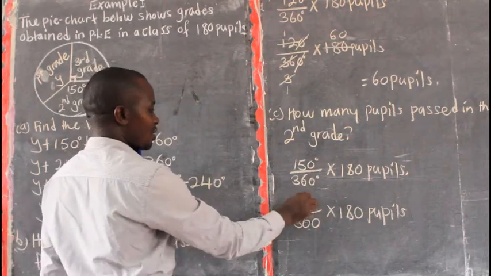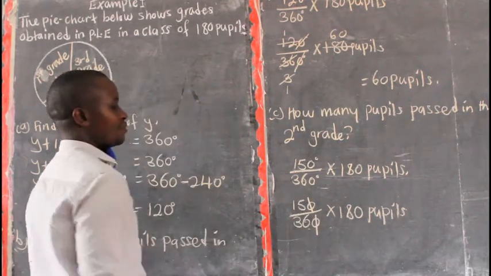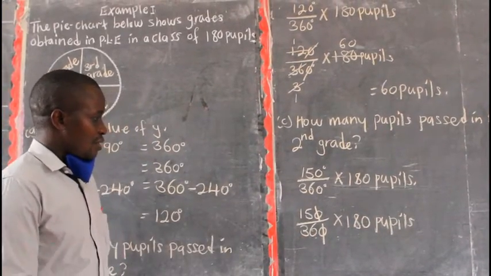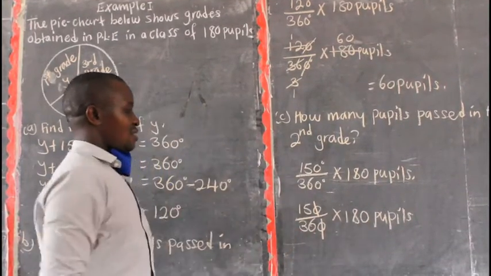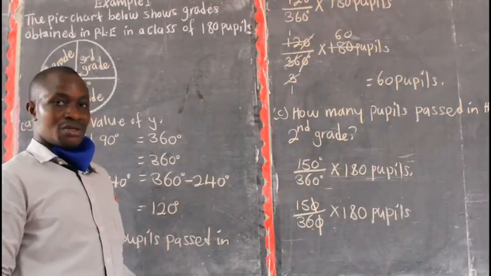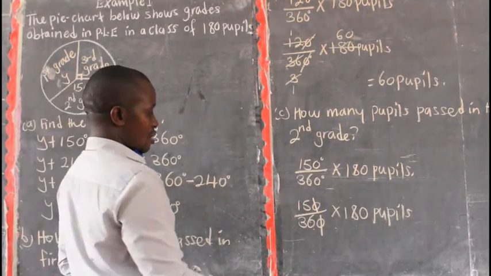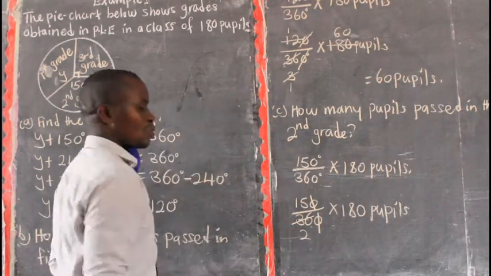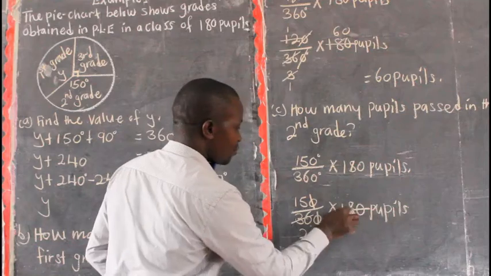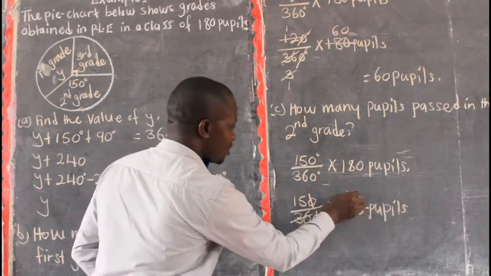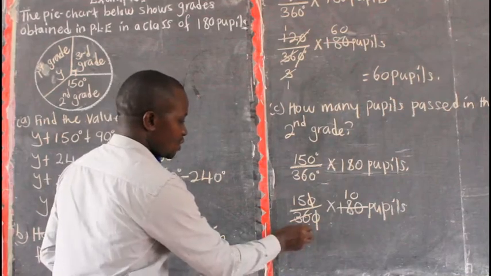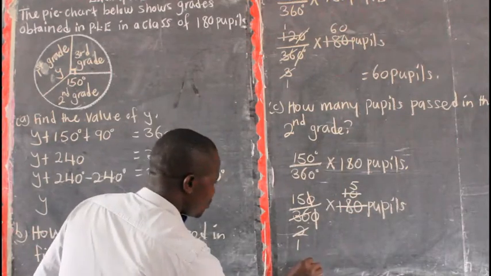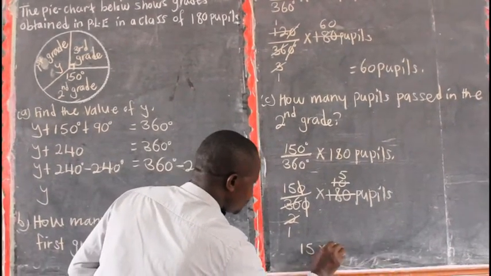Then here you can divide a 0 with a 0. Then we look for a number that can divide this and this. We can divide both 36 and 180 by 18. 36 divided by 18, you get 2. Then 18 divided by 18 is 1. Then 0 divided by 18 is 0. We come up with 10. Here, 2 divided by 2 is 1. 10 divided by 2 is 5. You remain with 15 times 5.